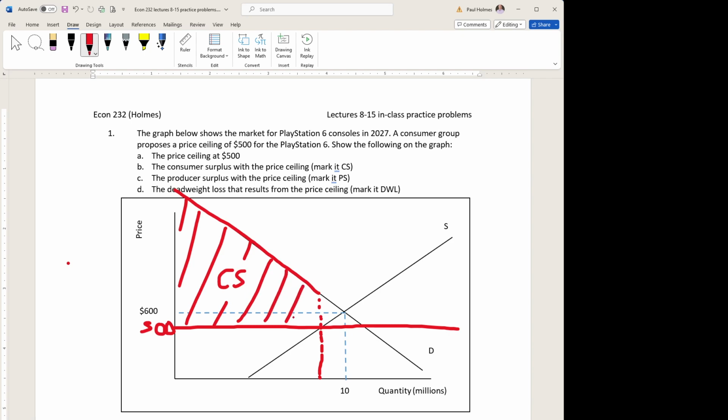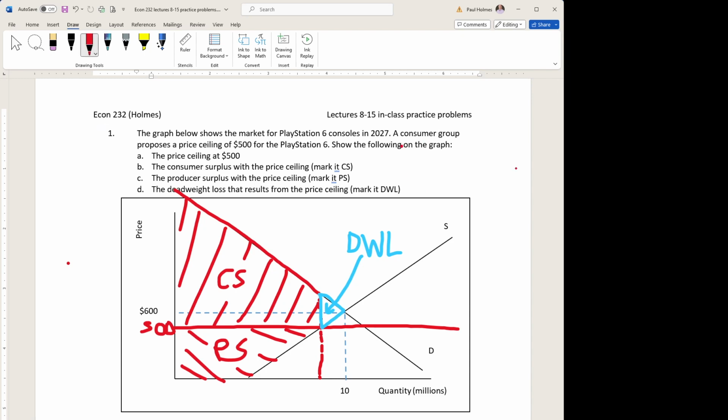Producer surplus is the easier one. Producer surplus is the area below price and above the supply curve. So that is all of our area in here. And our deadweight loss is this triangle in here. So maybe that's a bad way of showing it. Let me use a different marker color. This is blue here. This triangle in here is our deadweight loss. Okay, that's question one.